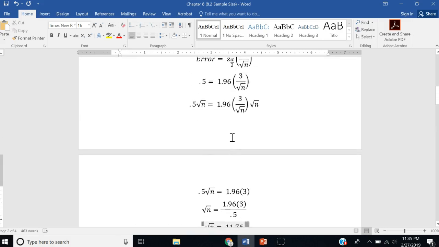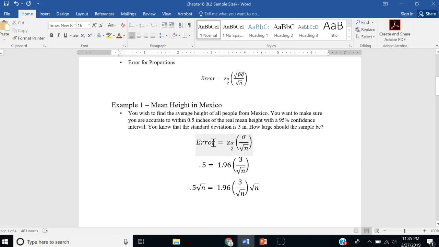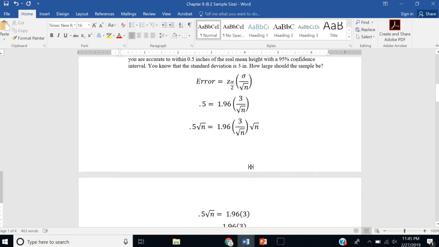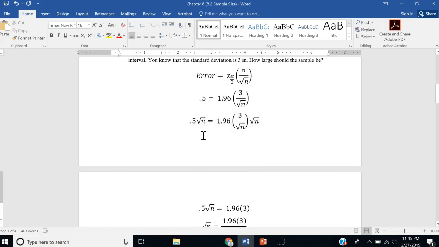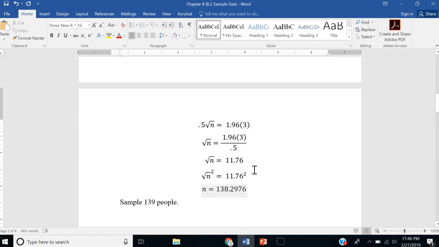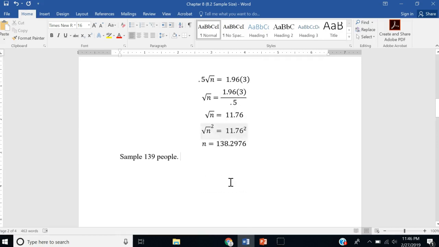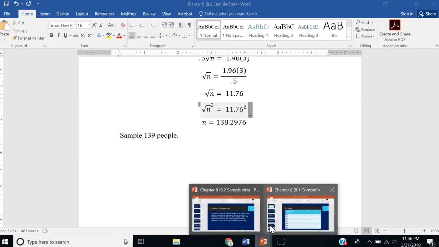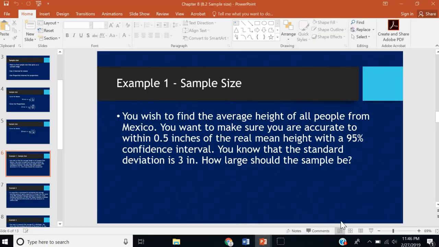So hopefully that's not too messy. Hopefully you followed that. Again, every time I write the error is equal to this, and then plug in my stuff, multiply both sides by the square root of n, divide by the coefficient, and then square both sides. So that's how it's done.